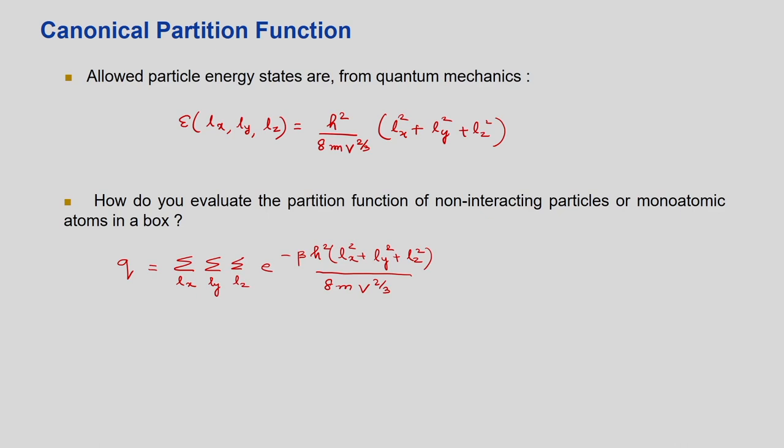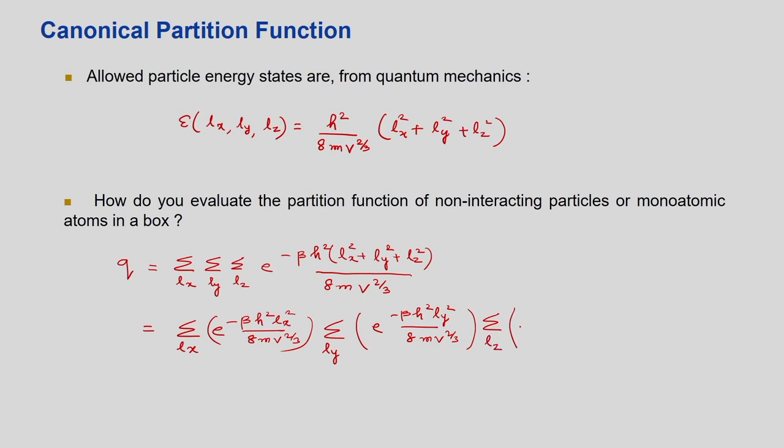Now we have the expression. I can separate out these different terms, because Lx will operate only on Lx squared. So I write Lx squared here, and the remaining 8 m V to the 2 by 3 is as it is. In the same way I can separate out the translational quantum number Ly and write out the terms of Ly: e to the power of minus beta h squared Ly squared over 8 m V to the 2 by 3. Finally, I also have the terms corresponding to Lz: e to the power of minus beta h squared Lz squared over 8 m V to the 2 by 3.